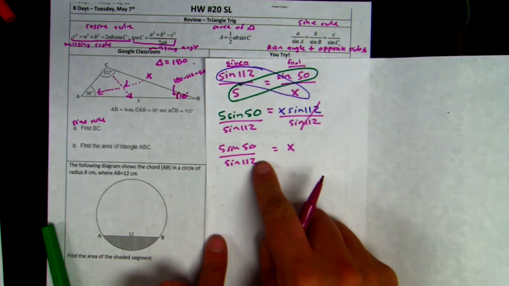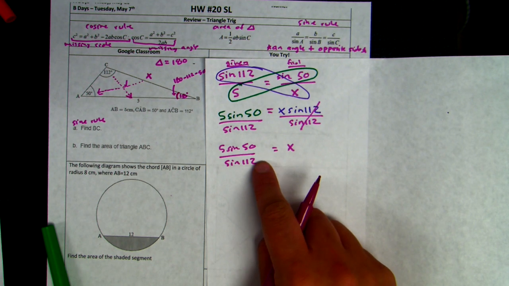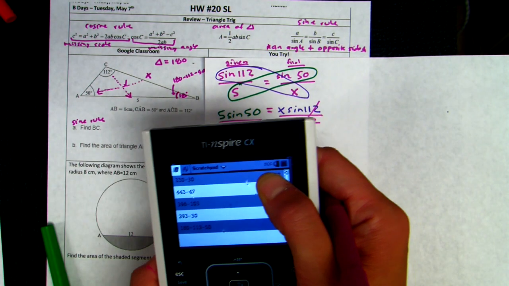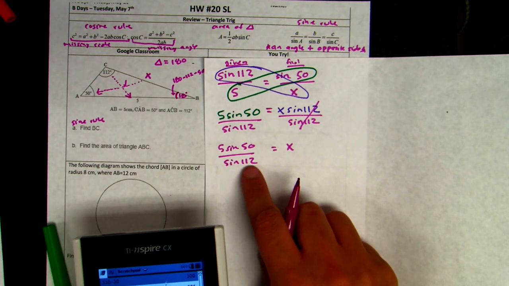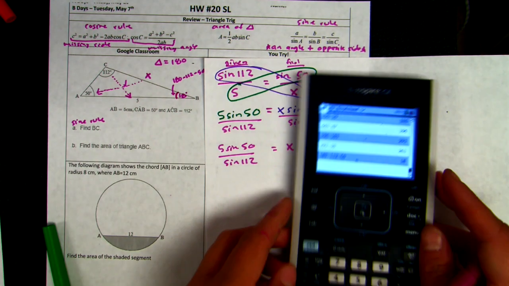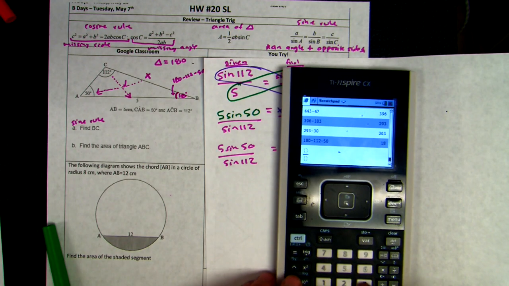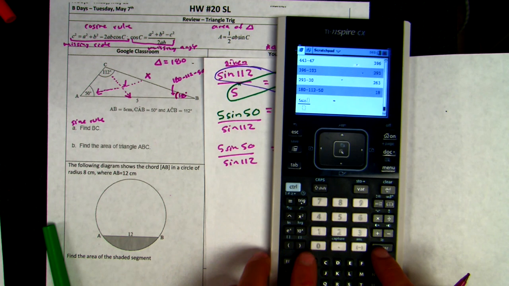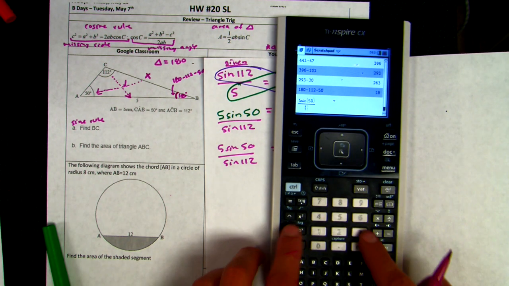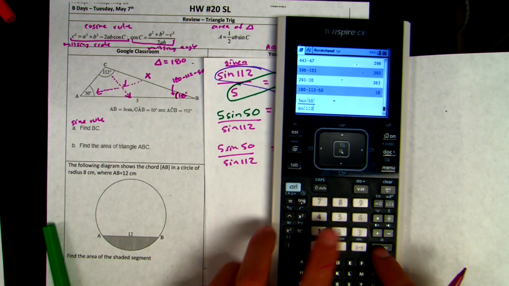That's something that I'm going to pop into my calculator, but first I want to check that it is in degree mode. I want to check that it's in degree mode because I'm using degrees here with my trig operations. Mine is in degree mode, so I'm going to do 5 sine, oh, sorry, the sine button is here under trig, 50 over sine of 112.